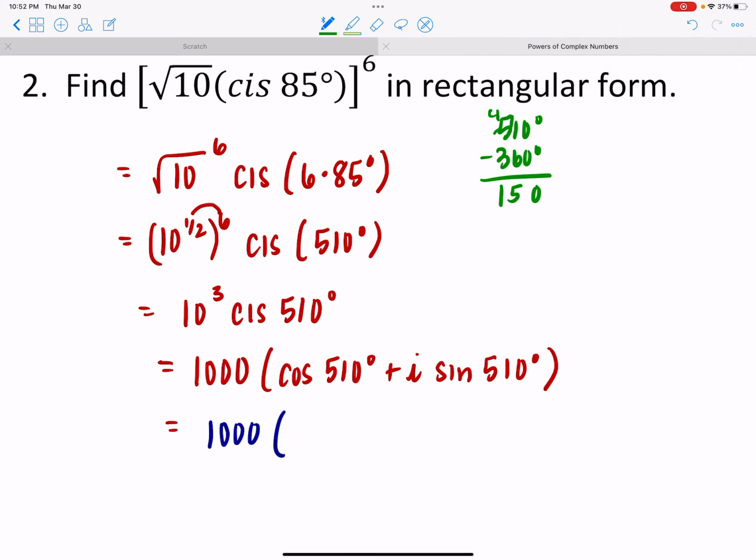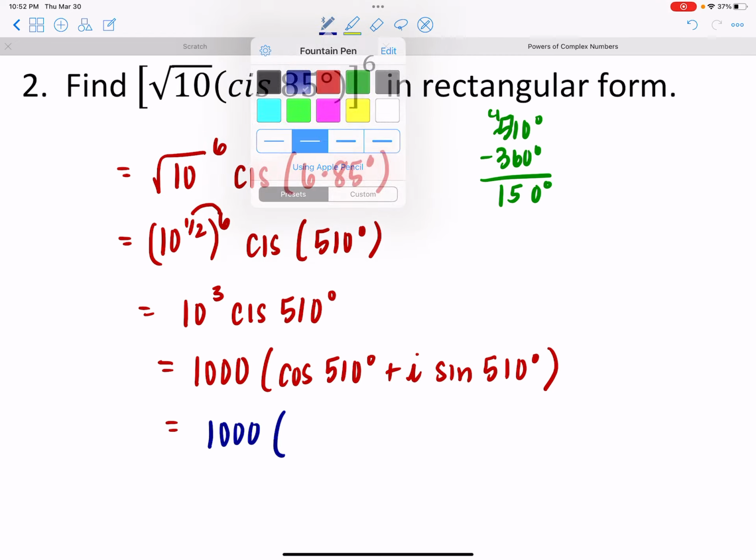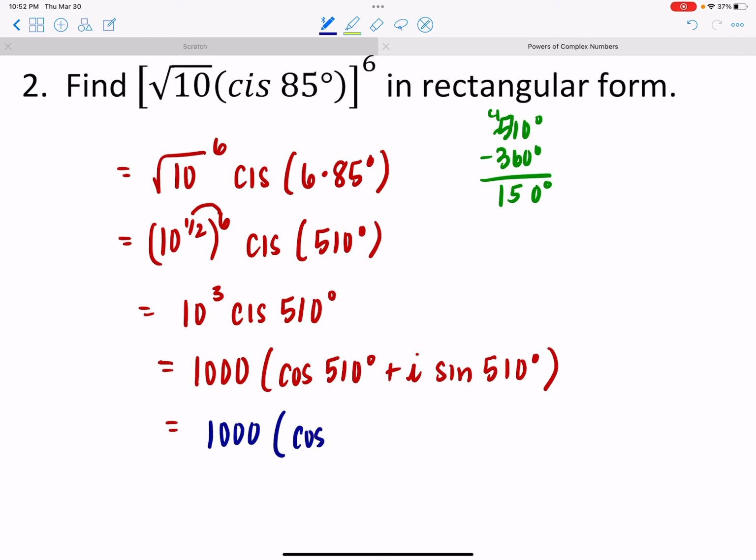Yeah, it's 150 degrees. So this is the same as the cosine of 150. If you like that better, it's a coterminal angle, so it's the same. So I can write 150 degrees there instead. So 150 degrees would be in quadrant 2. That's a 30 degree reference angle.